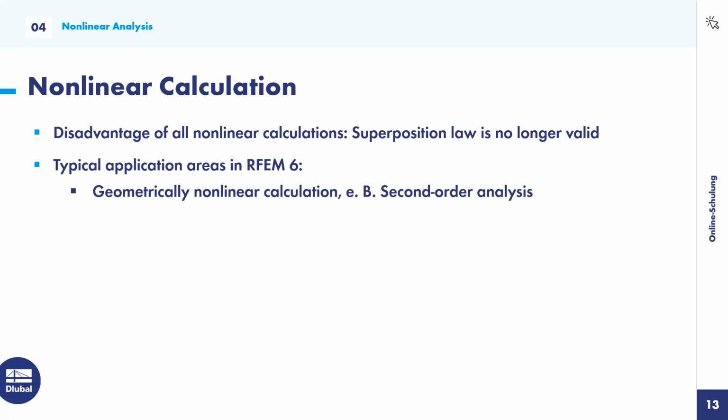Now, a geometrically nonlinear calculation includes P-delta effects, the second order analysis. That means we will apply a loading to the system, it will deform, and then we will again investigate the deformed system under the loading. It will deform maybe quite a bit more, and we will repeat this process until the change between two iterations is quite low. So what we have there is we need to do this calculation multiple times.